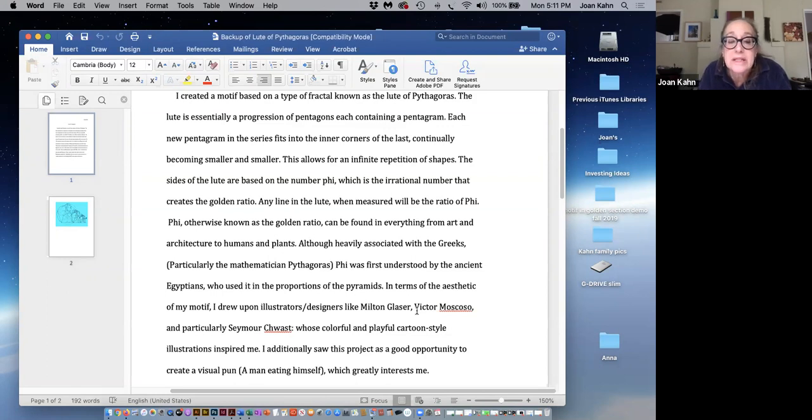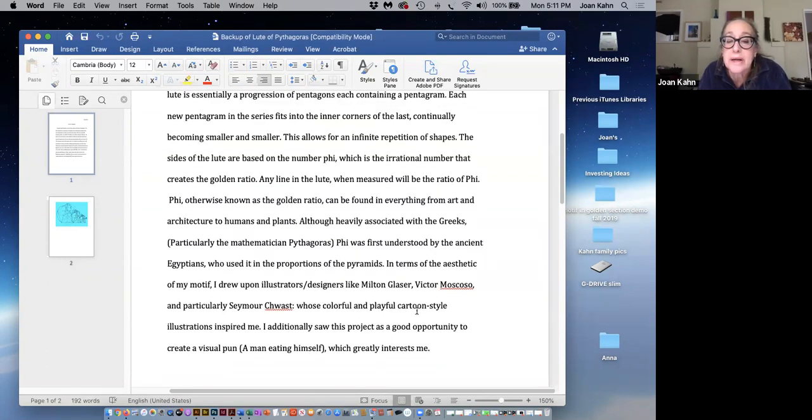In terms of the aesthetic of my motif, I drew upon illustrators and designers like Milton Glaser, Victor Moscoso, and particularly Seymour Chwast, whose colorful and playful cartoon style illustrations inspired me. I additionally saw this project as a good opportunity to create a visual pun, a man eating himself, which greatly interests me.